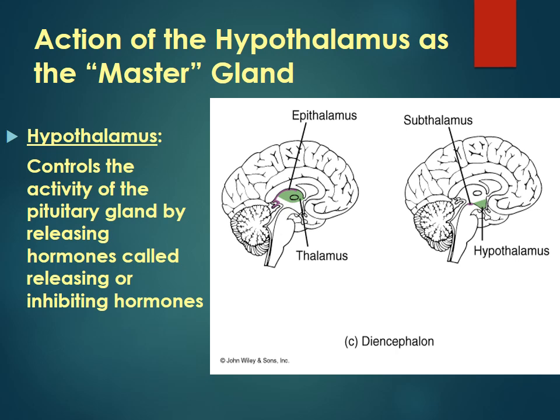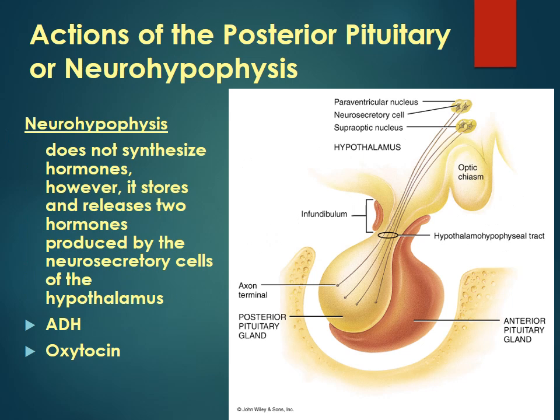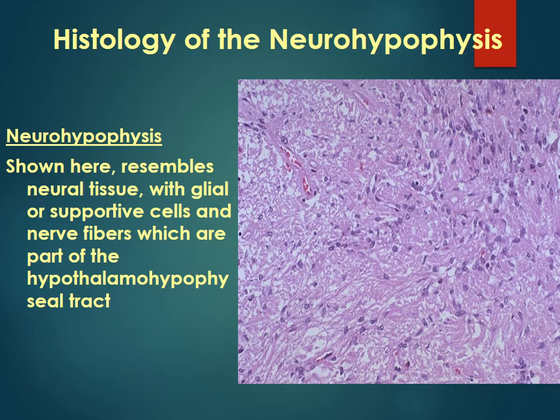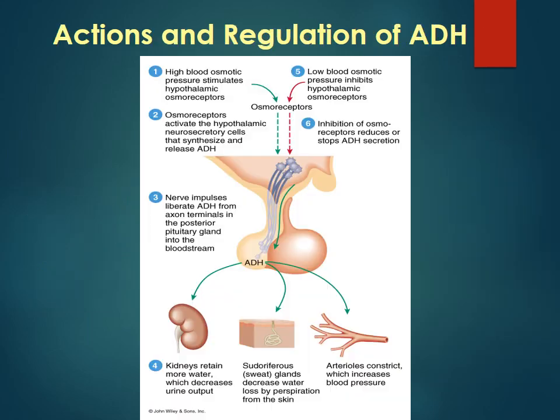The hypothalamus controls the activity of the pituitary gland by releasing hormones called releasing or inhibiting hormones. Neurohypophysis does not synthesize hormones. However, it stores and releases two hormones produced by the neurosecretory cells of the hypothalamus, the ADH and the oxytocin. Neurohypophysis, shown here, resembles neural tissue with glial or supportive cells and nerve fibers which are part of the hypophyseal tract.